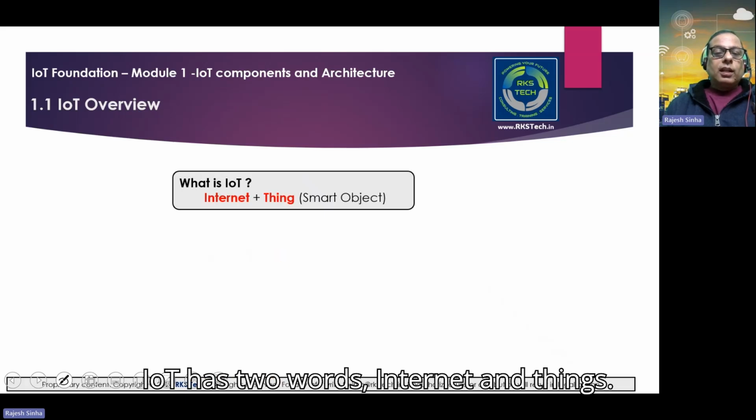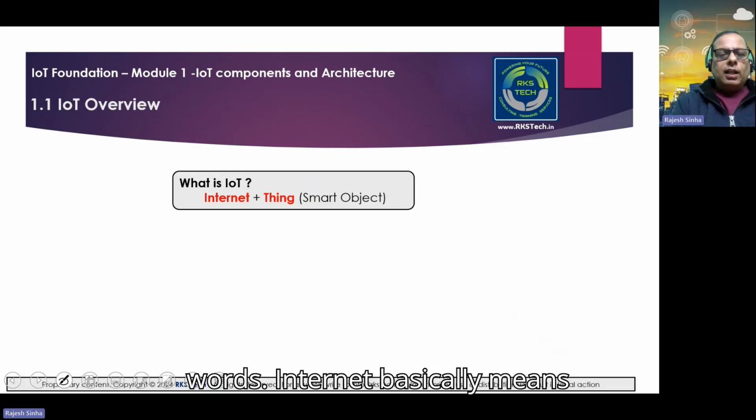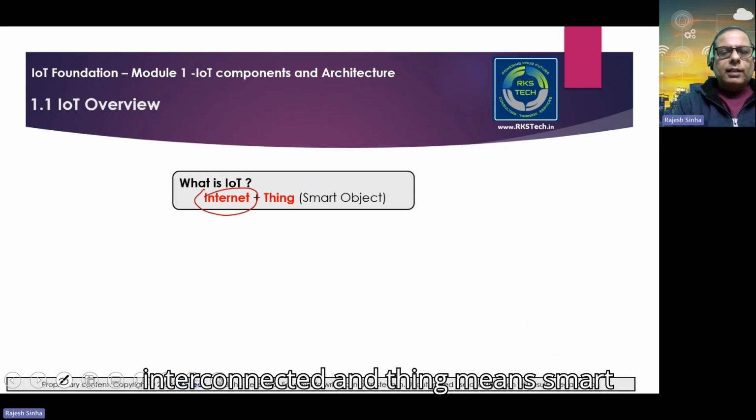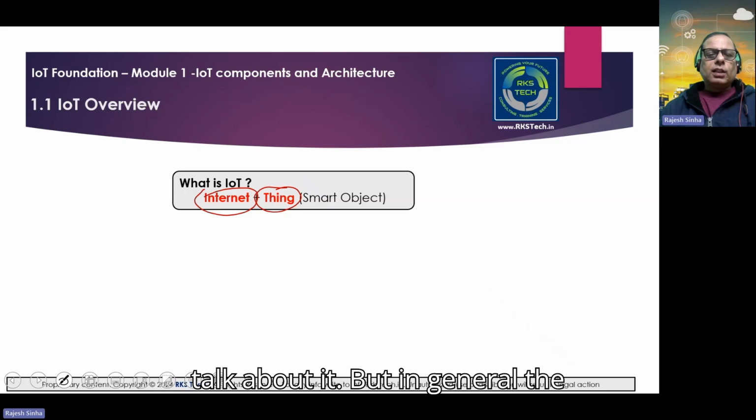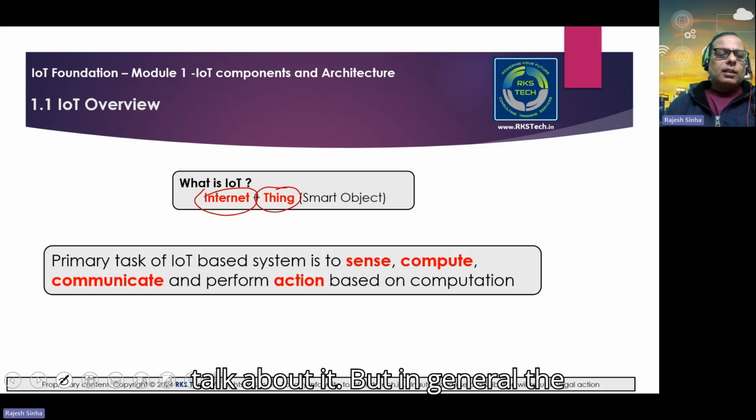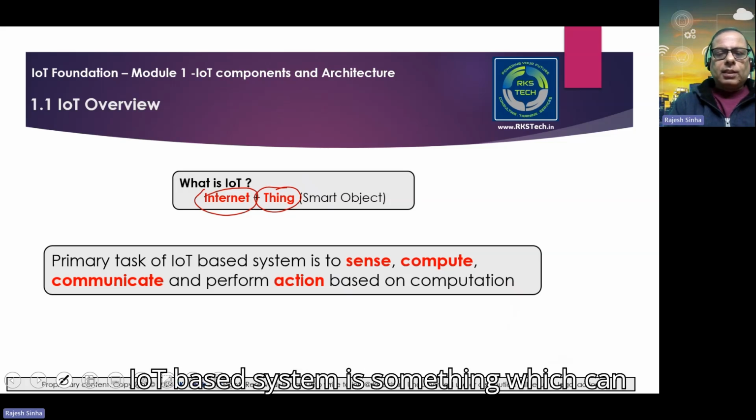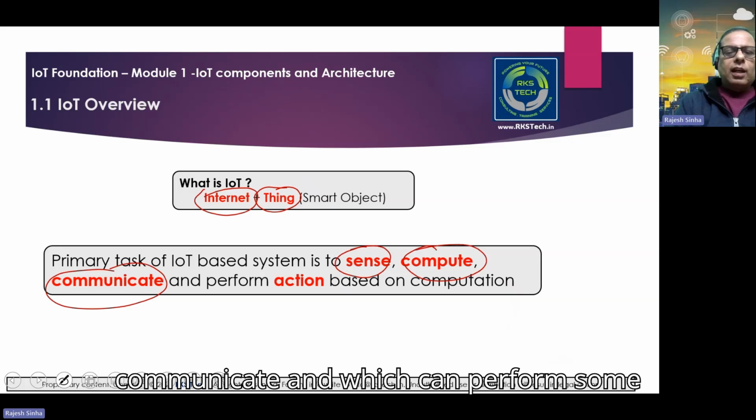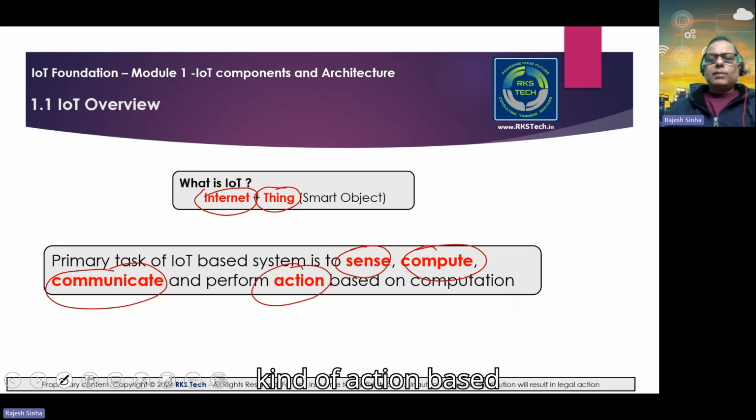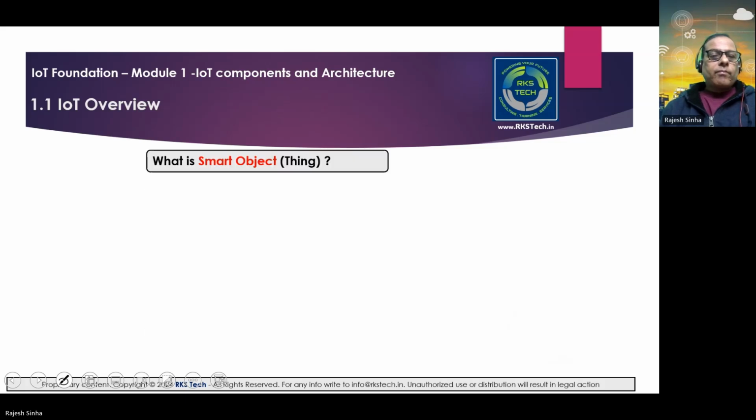IoT has two words, internet and things. It's internet of things. Internet basically means interconnected, and thing means smart object. What is a smart object? What are the attributes of a smart object? We will just talk about it. But in general, the definition of an IoT based system is something which can sense, which can compute, which can communicate, and which can perform some kind of action based upon the computation.